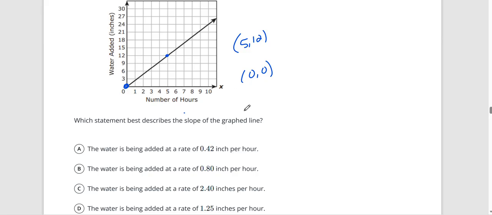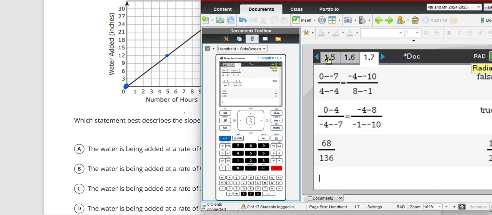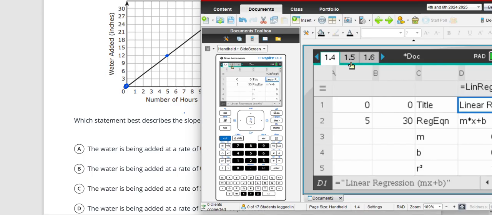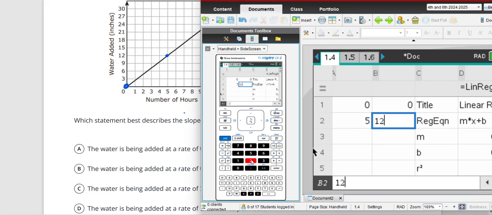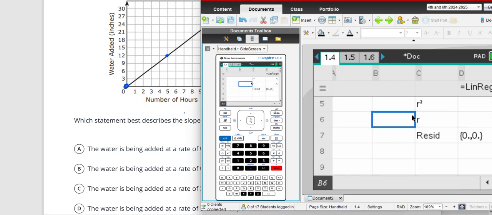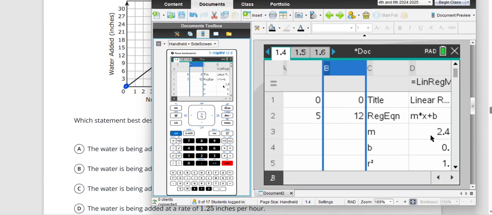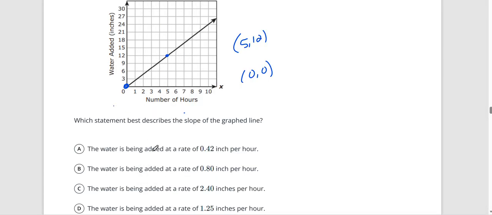So here we have this part right here. Use those two coordinates. I'll go find one where I have this in spreadsheets already done. And there it is. I already have 0, 0, and 5 and 12. Once I type it in there, there are my coordinates. There are my everything. 2.4 and 0. 2.4, and there she is.